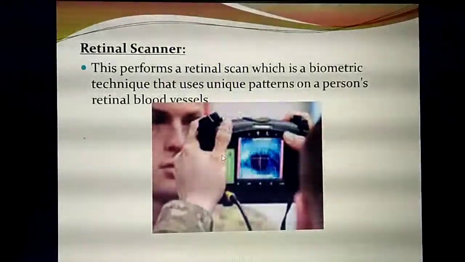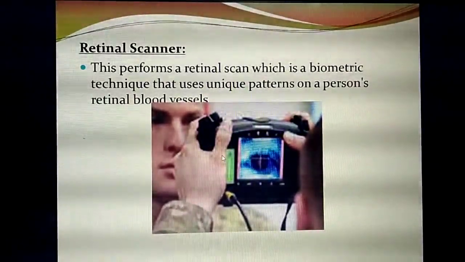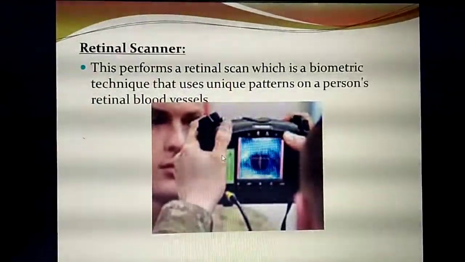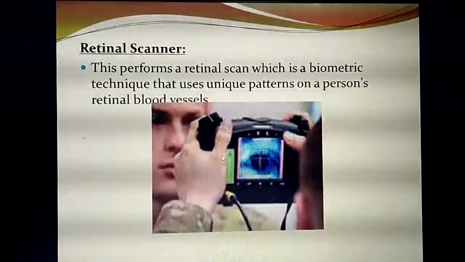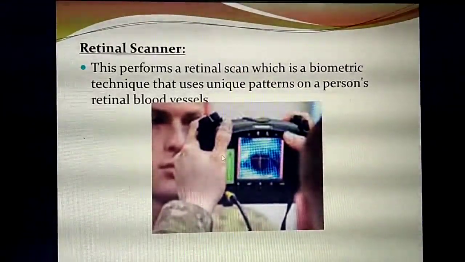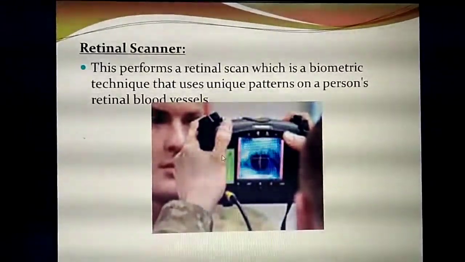Next one is the retinal scanner. What will they do with the retinal scanner? They will scan our eyes, isn't it? Like a thumb impression, no two persons have the same retinal impressions.